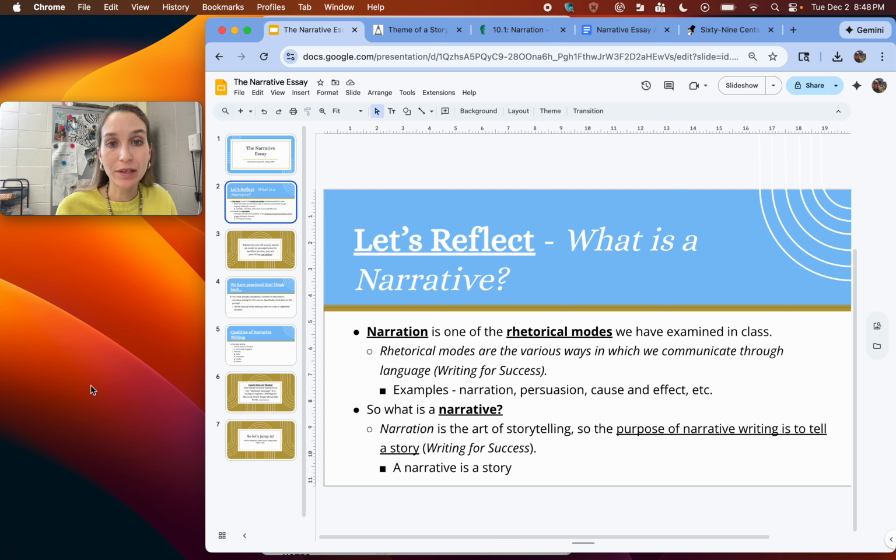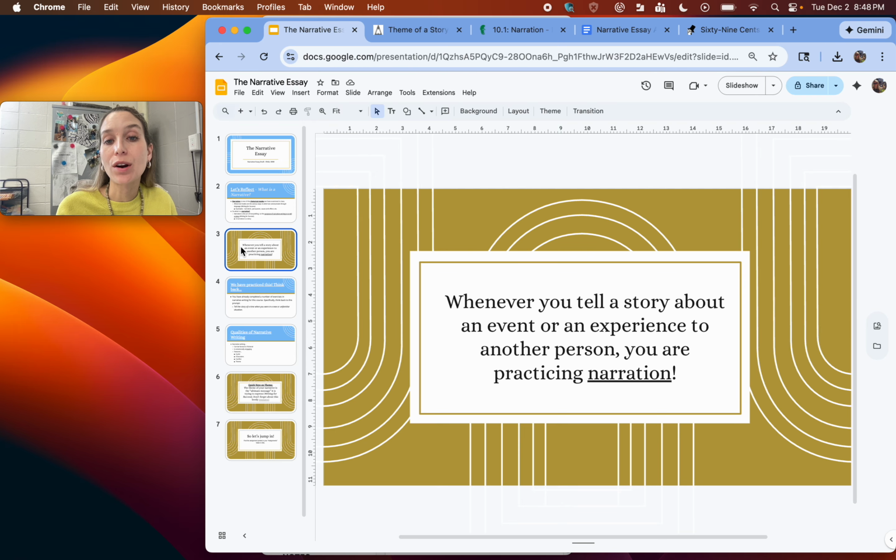So, what is a narrative or narrative writing? Well, as we've talked about, narration is the art of storytelling. So, the purpose of narrative writing is to tell a story, and a narrative itself is really just a story. As I've said before, whenever you tell a story about an event or an experience to another person, you are practicing narration. So, for instance, when you recount your hiking experience this past weekend to your classmate, you are providing a narrative.